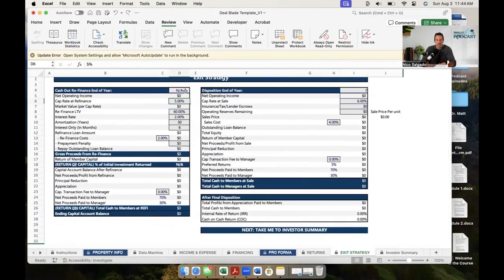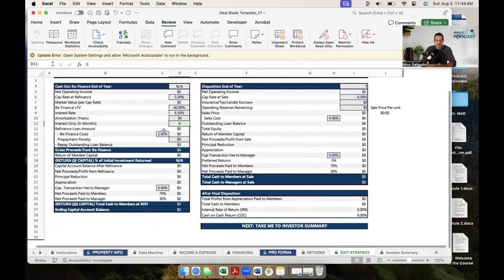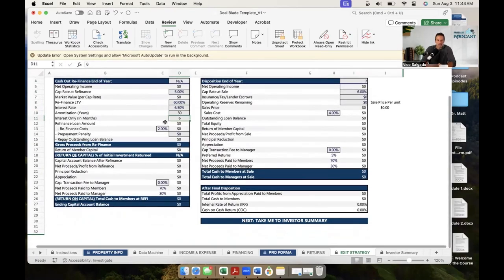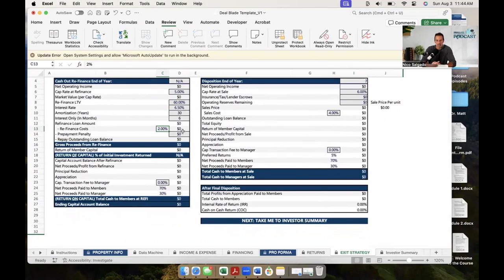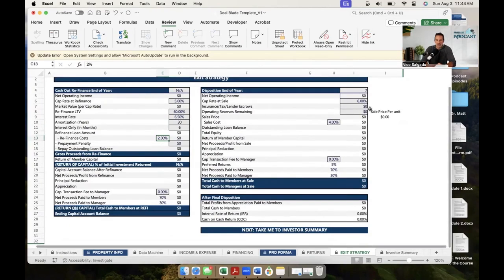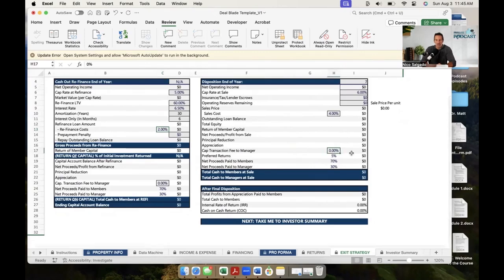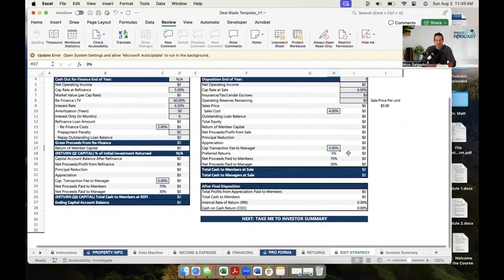The cap rate refinance, if you're going to do that, the refinance LTV, if you're going to do that, interest rate, that's way too low, obviously. We're going to set that at 5%, let's say 6.5% rather. That's what it should be. Amortization, 30, 25, whatever you're thinking. Interest only in months, right there, boom. And then the refinance cost is typically anywhere 2 to 3%. And then back to this disposition, the sales cost is typically going to be about 4%. If you're doing a capital transaction fee to the manager, you put that in there.